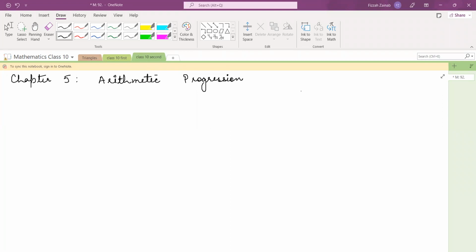Okay, fine. So I'm going to start with arithmetic progression today. As we left the chapter in between, let us do exercise 5.1 again. First of all, what is an arithmetic progression? If you remember, it's a special kind of sequence. First of all, what is a sequence? As I explained.